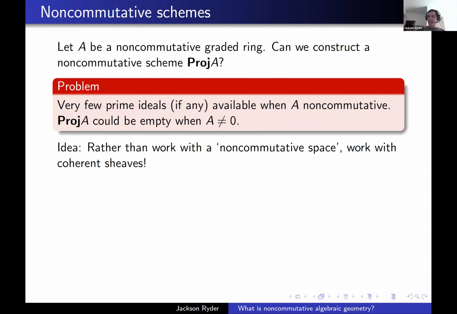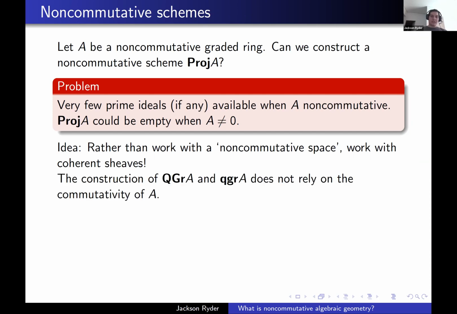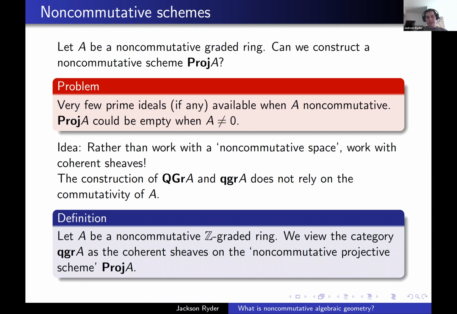But our idea now is, rather than working with some non-commutative space, we should work with just coherent sheaves. And the reason why is because this construction of these two quotient categories that arose in Serre's theorem before is not affected by commutativity in any way. So our non-commutative rings might not have many ideals, but we always have plenty of modules floating around. So this is why we work with these quotient categories. We view them as being the coherent sheaves on some non-commutative space, which doesn't really exist, but the coherent sheaves on it do, okay?